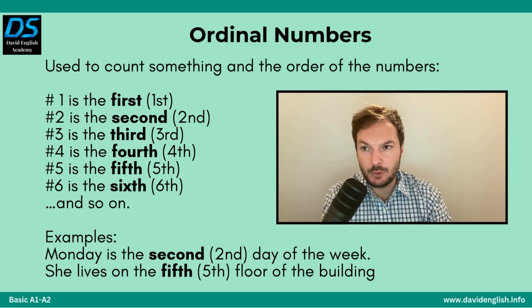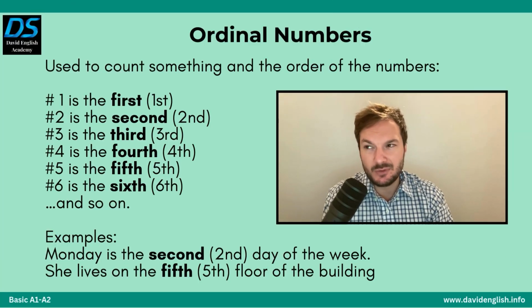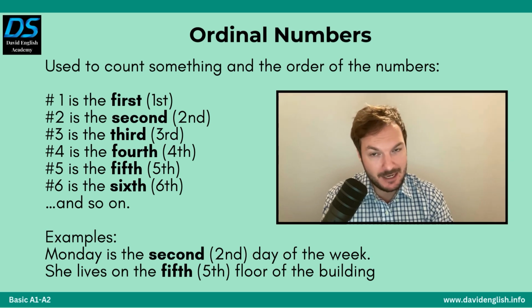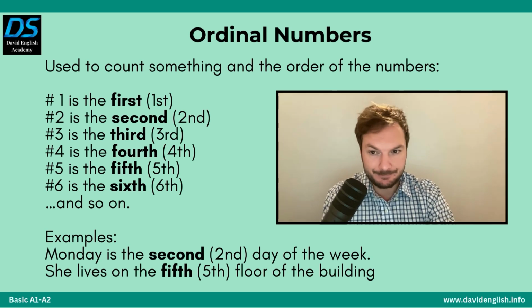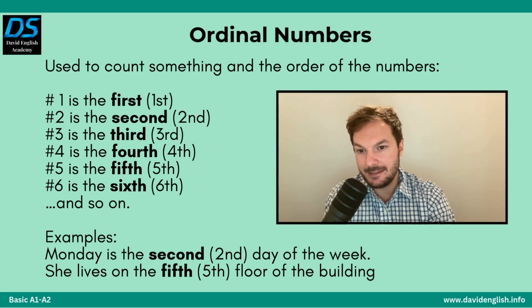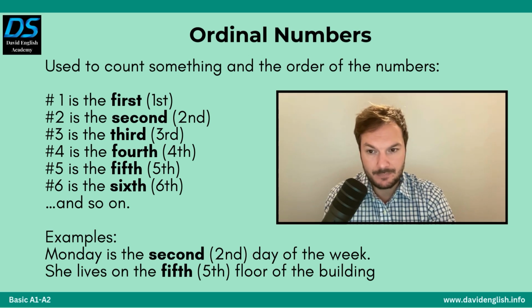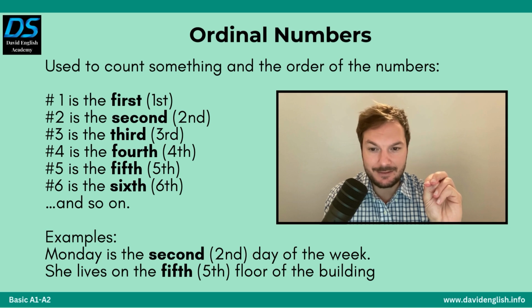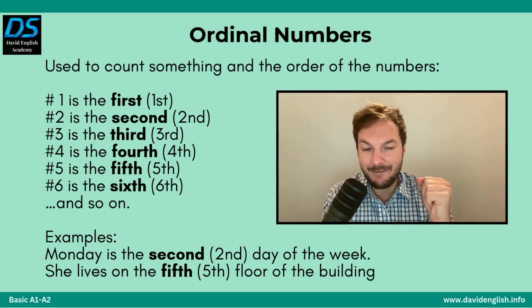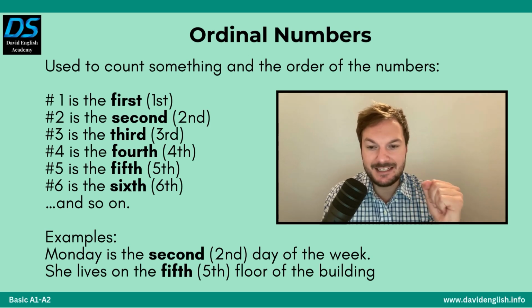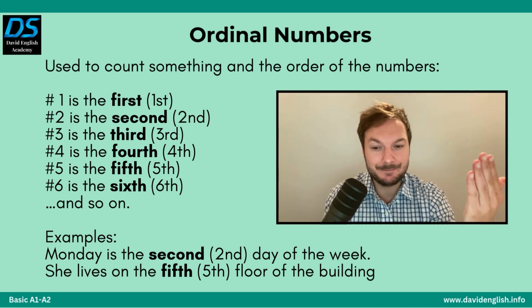In this lesson, we're working on ordinal numbers, and I really want you to focus on pronunciation. So repeat after me. Sometimes we use this to count something in the order of numbers. Number 1 is the first. 2 is the second. 3 is the third. 4 is the fourth. 5 is the fifth. 6 is the sixth, and so on.